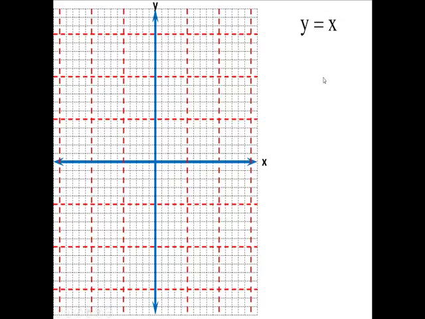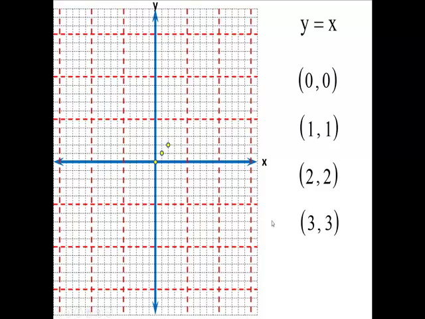When y equals x, if 0 is x and 0 is y, you'd have your origin. If x is 1, y is 1, so go 1 to the right and up 1. If x is 2, y is 2, so you're going 2 to the right and up 2, and so on. 3 to the right, up 3. Draw a line through those points. This is what y equals x looks like. It's the basic linear model, a line. So if my points are on a line, we're going to pick this one.